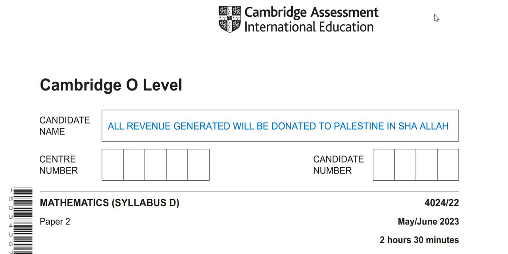Today we will be solving Mathematics Syllabus D 4024 Paper 22 May-June 2023.